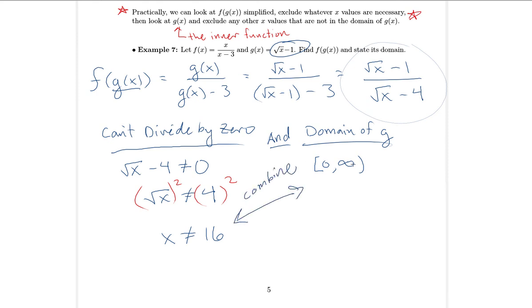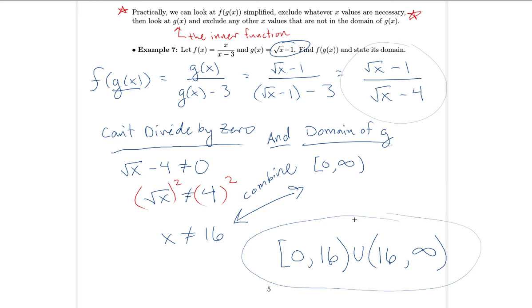So start off with the interval, okay, 0 to infinity. But what we're going to do is we're going to pluck 16 right out of here, okay? So we're going to go 0 all the way until we hit 16, and we know we're not allowed to be 16, so we'll kind of interrupt ourselves at 16. And then we'll pick things back up again after 16. And so I'm accounting for the simplified version, I'm accounting for the inner function both. That's how I get an accurate domain for this composition.